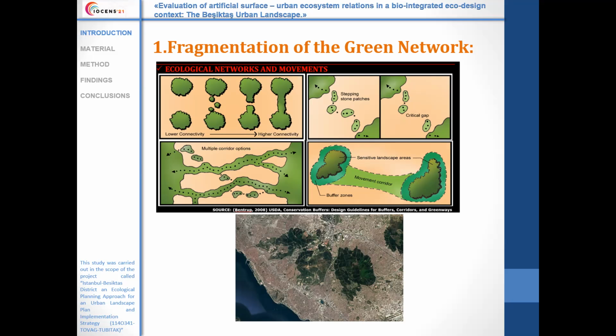In the picture, we can see green units transformed into an island geography by artificial surfaces and disconnected from the main system in Istanbul, Maltepe. Intense urbanization pressure also causes changes in landscape function like energy, material, water cycles, and climate, as well as in the spatial structure.